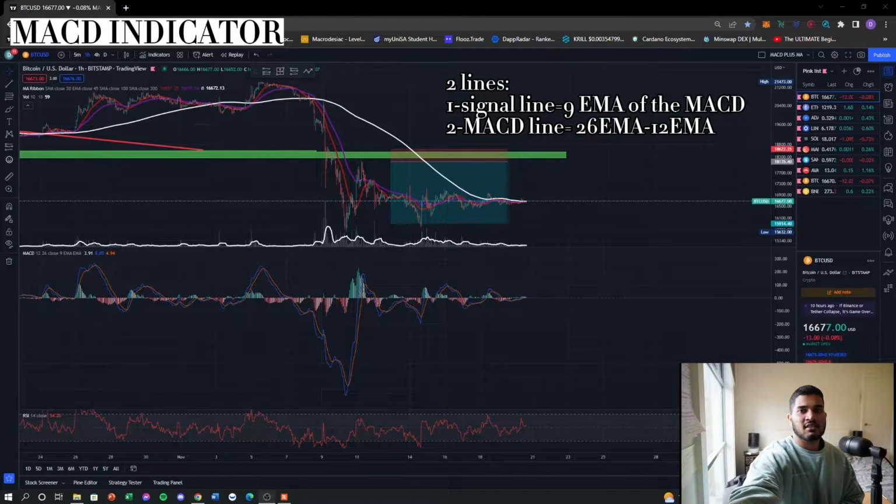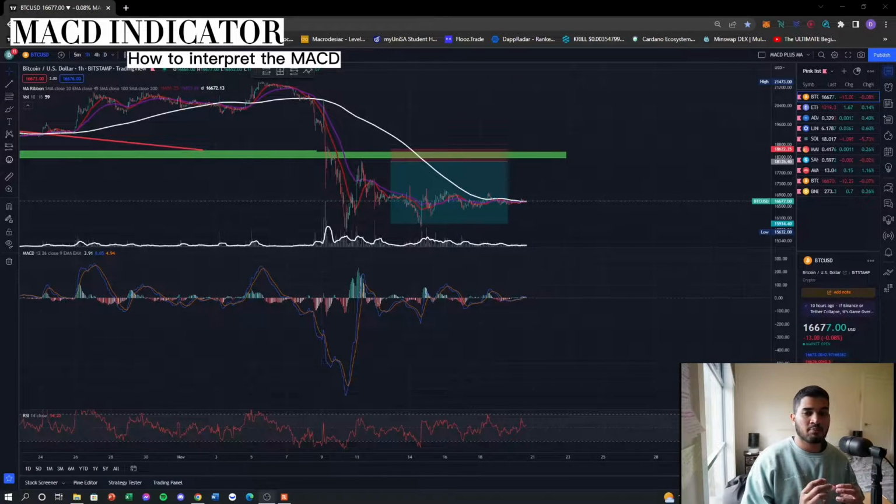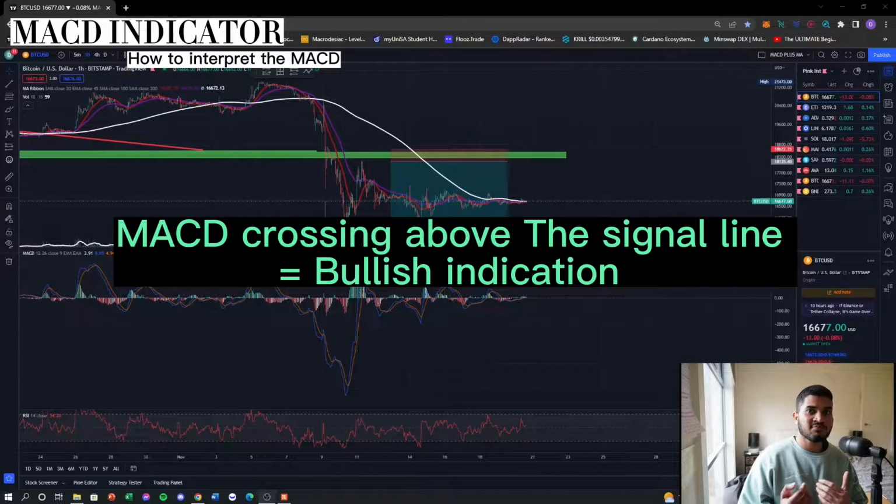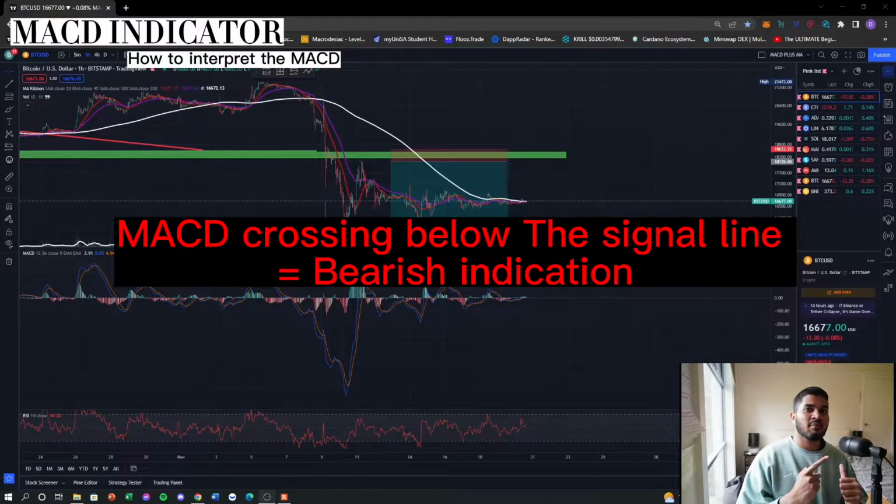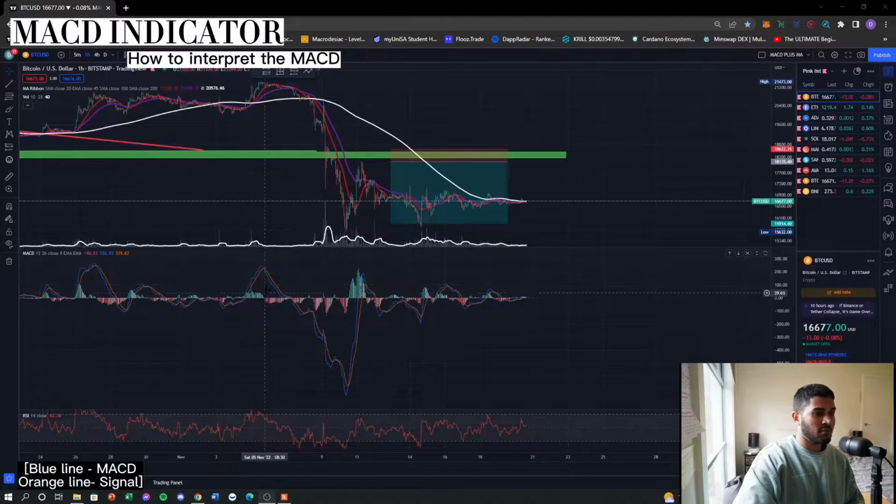So one of the main things that you have to know about the MACD is how to tell if it's a bullish indicator or a bearish indicator at that point in time. So if the MACD crosses above the signal line, it is usually taken as a bullish indicator, whereas if the MACD crosses below the signal line, it's usually considered a bearish indicator. And one of the things that you can clearly see is, well, the blue line is the MACD, the orange line is the signal line.